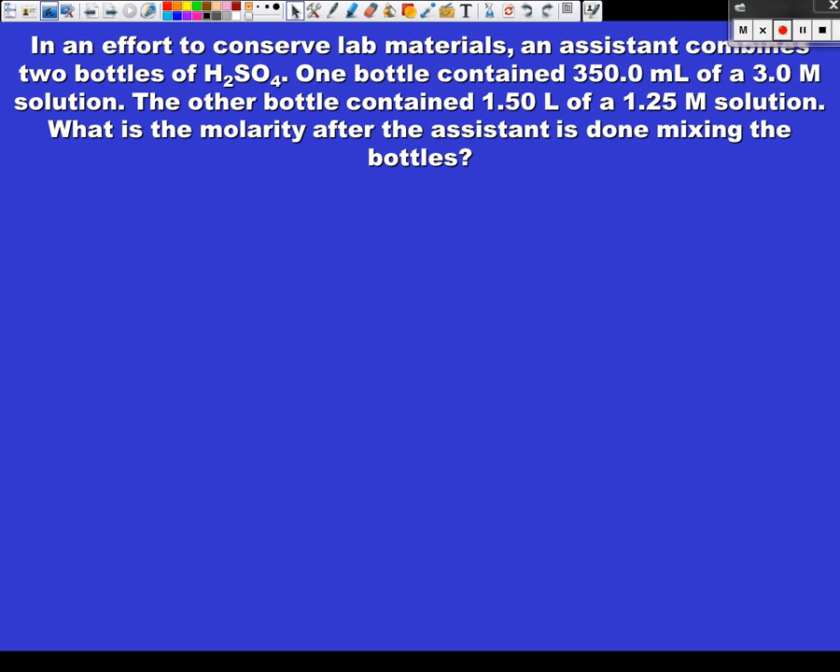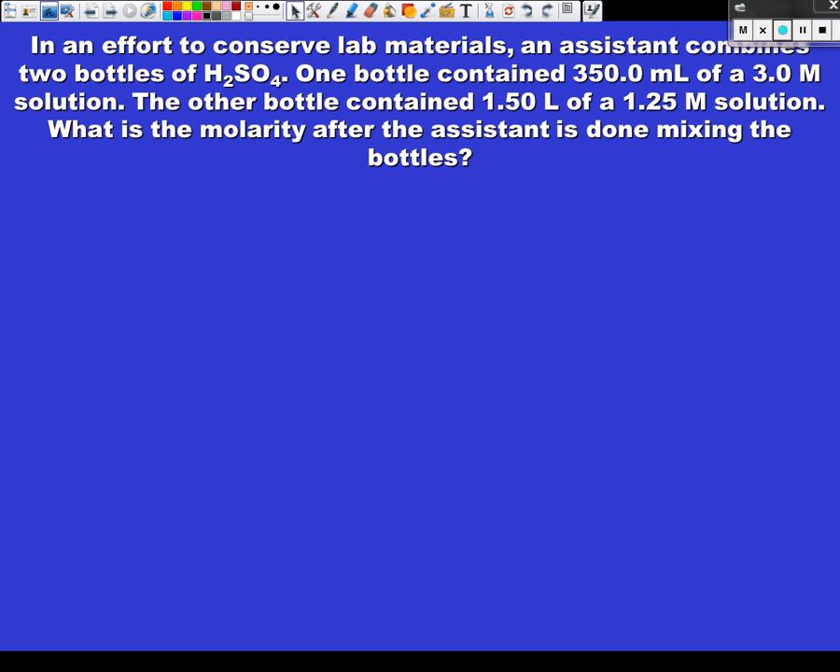All right. One bottle contained 350 mils of a 3 molar solution. The other bottle contained 1.5 liters of a 1.25 molar solution. What is the molarity after the assistant is done mixing the bottles? Now, I know what you're going to say: that this sounds a lot harder than it is, and there is one part of it that is going to be challenging. Here's what scares me. You're just going to want to multiply the concentrations and add the volumes, and you think that's going to be the right answer. That's not going to be the right answer.